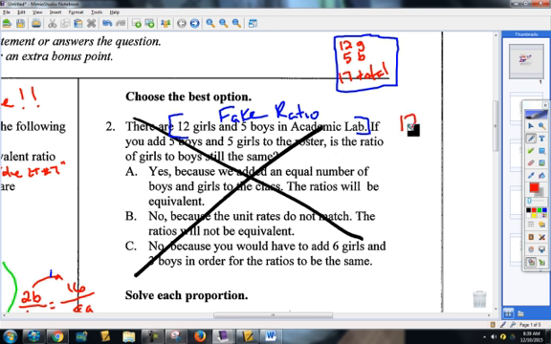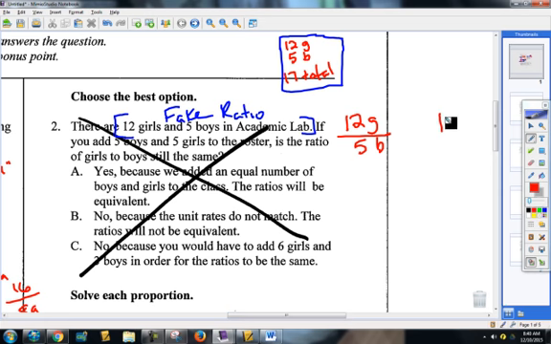So I know that the original ratio was 12 girls to 5 boys, right? After I add those students to the class, now I'm going to be looking at 17 girls and 10 boys. So let me write this up top here. And you guys should be writing this, by the way. You absolutely should, why wouldn't you? Because this is now your study guide, so it's going to be 17 girls and 10 boys.